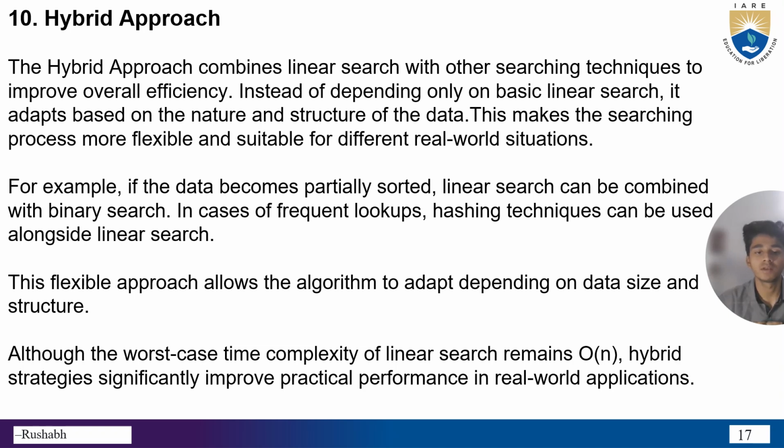For example, if the data is partially sorted, linear search can be combined with binary search. In case of frequent lookups, hashing techniques can be used alongside linear search. This flexible approach allows the algorithm to adapt depending on the data size and structure. Although the worst case time complexity of linear search remains O of n, hybrid strategies significantly improve practical performance in real world applications.